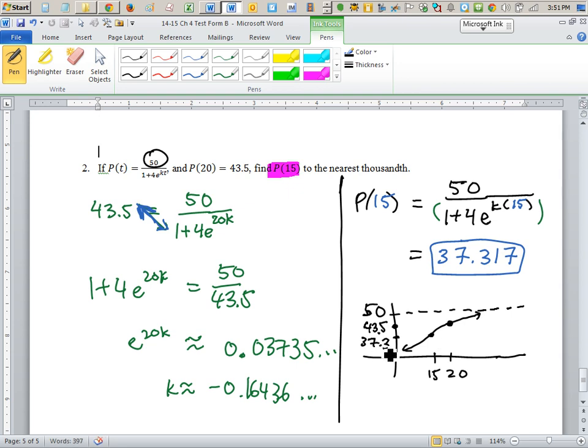So maybe these aren't rodents because you can't really have decimals on the rodents, but this could be some other phenomenon where decimals do make sense. Like a temperature or maybe the voltage of a capacitor rising towards 50 volts or something. Alrighty, so that's logistic.